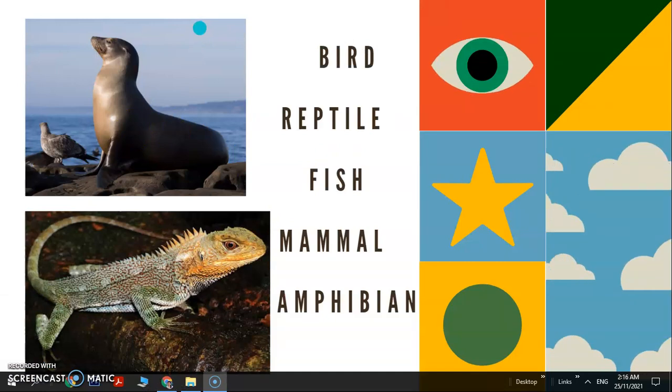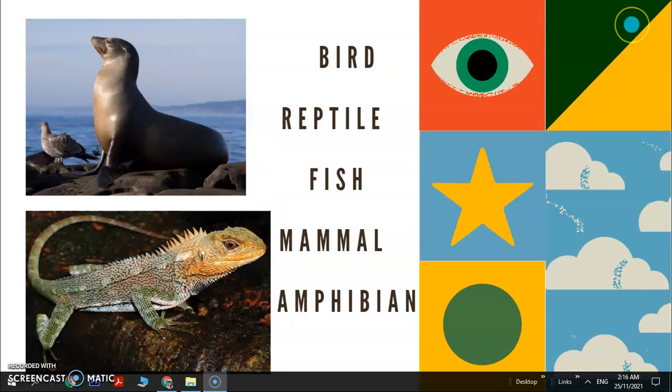Seal. Meron siyang small hair. Skin. Meron din siyang mammary gland. So, a seal is a mammal. Another one is the gecko. Meron siyang scales. And they are cold-blooded. So, they are reptile.